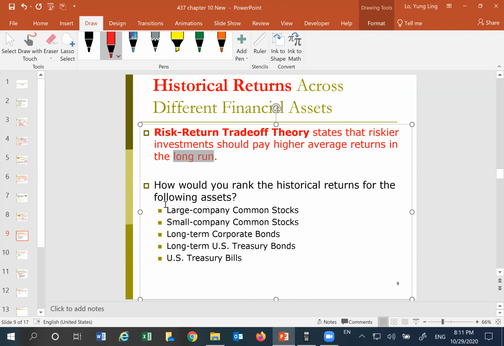Okay, so let's prove that. We now look at the actual history in the United States, and we classify different assets into different portfolios based on the different levels of risk. So between stocks here versus bonds here, stocks are riskier, because stock prices are more volatile. There's more ups and downs and bigger ups and downs in stock price movement. Well, there's much smaller price movement and also less frequent price movement when you look at bonds.